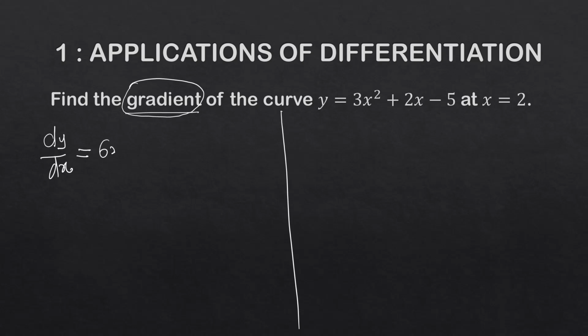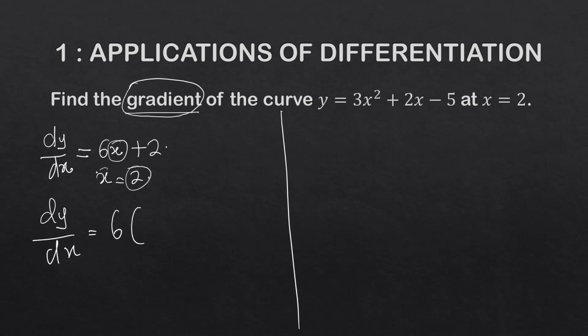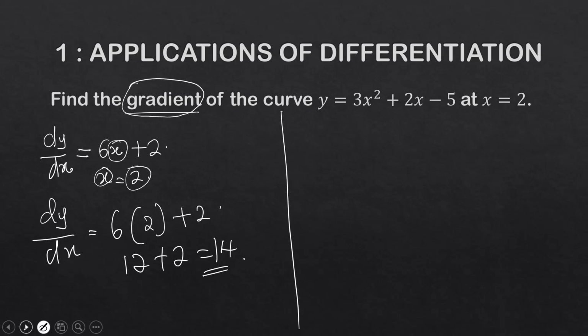This is going to be 6x plus 2. I am sure coming here means you have done differentiation 1, 2, and 3. Then at x equal to 2 simply means dy/dx is going to be 6x plus 2. Anywhere you see this x, you put the 2 because they already said that x is equal to 2. So this is going to be 6 times 2, in bracket, plus 2. 6 times 2 is going to be 12 plus 2, which is going to be 14. That is the answer to number 1.